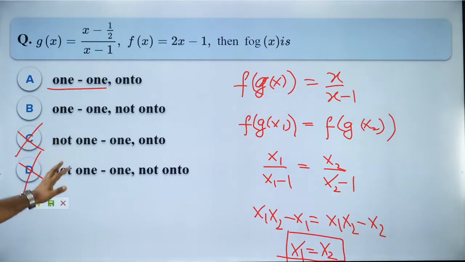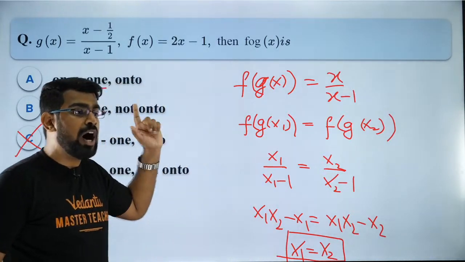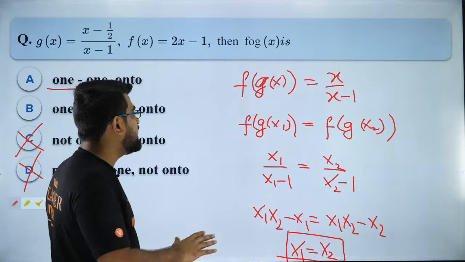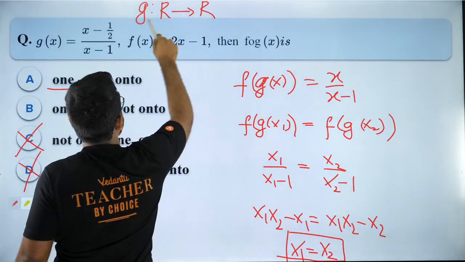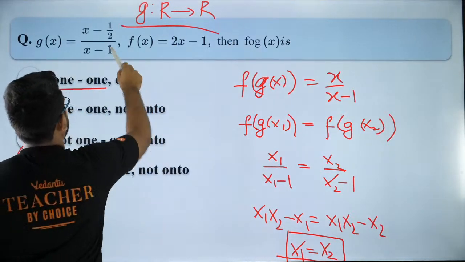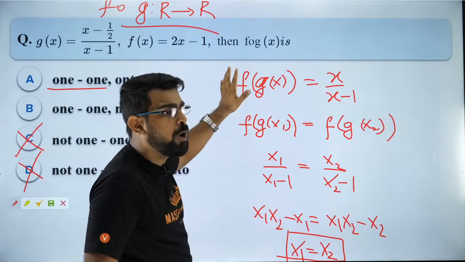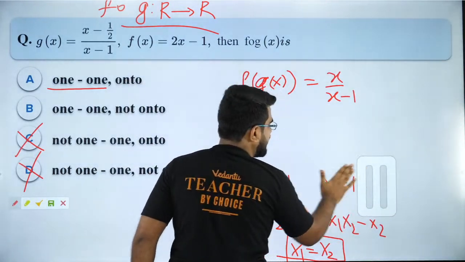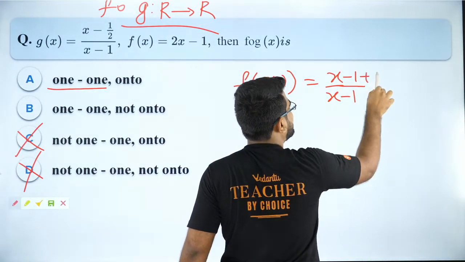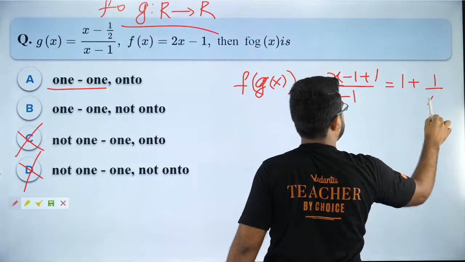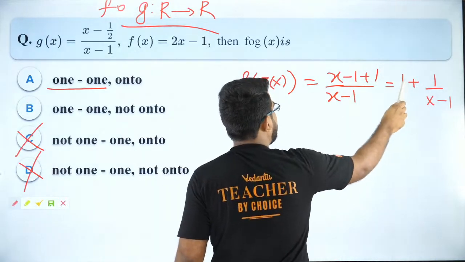Now I want to figure out whether my function is onto or not. How do you find out whether it is onto or not? So guys, what is this? This was given to be a function from R to R. So we have a function f of g from R to R. Now I want to check whether this f of g can take all real values. Now guys, if you plot the graph of it, how will the graph look? For the graph, I will subtract 1 and add 1. So it will be 1 plus 1 by x minus 1. So can this take the value?